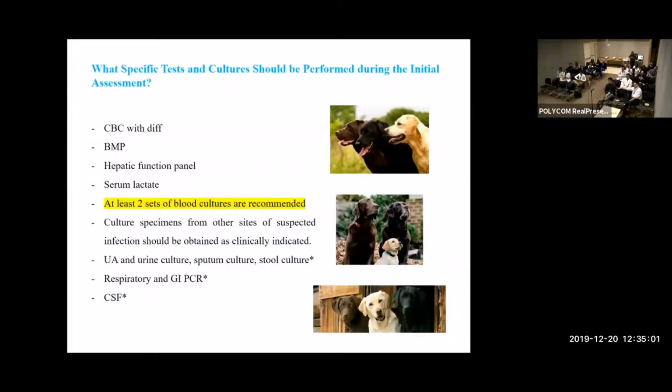If they have respiratory symptoms, you can send a respiratory PCR panel, and these are the patients that those panels are most validated on, because viral pathogens can definitely be very severe and very aggressive in this population. If the patient has neurologic symptoms, send CSF also.